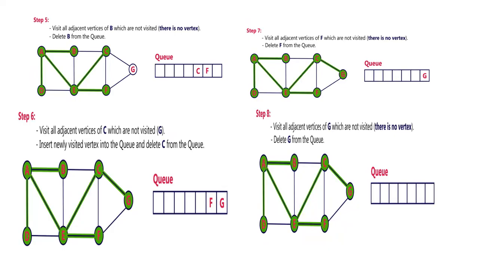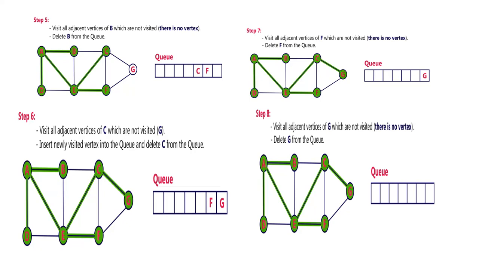Next, we have to check from B. From B, the adjacent vertices are A, E, C, F. All these nodes have been visited. So, we have to remove B from the queue. From C, we have to check what the adjacent vertices are. From C: F, E, B, and G. B, E, F have already been visited. So, G is going to be inserted into the queue. And we are going to remove C from the queue.